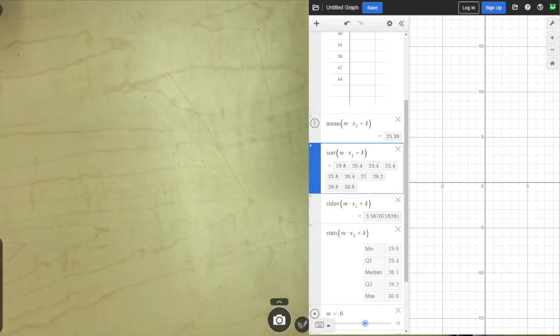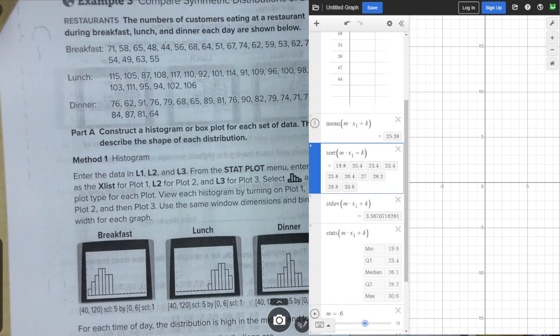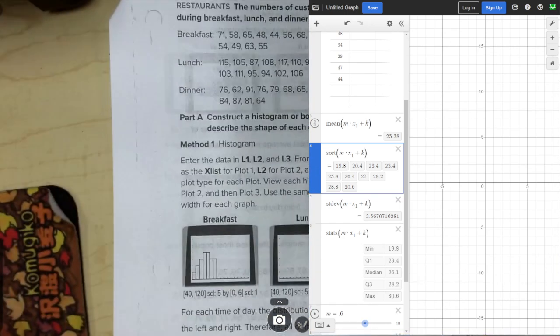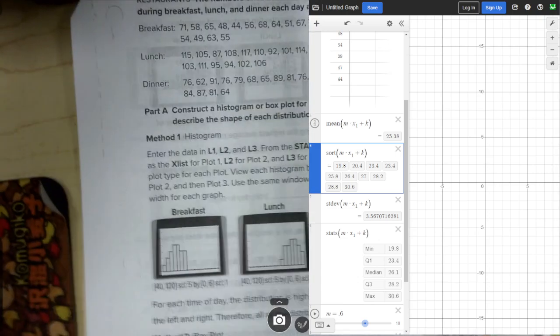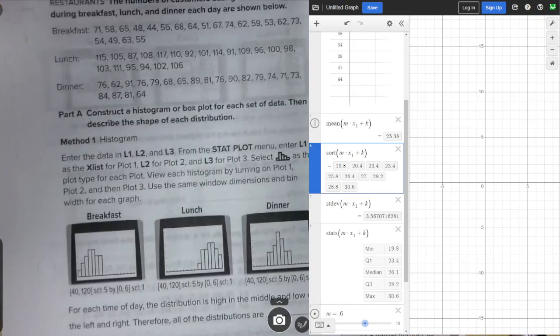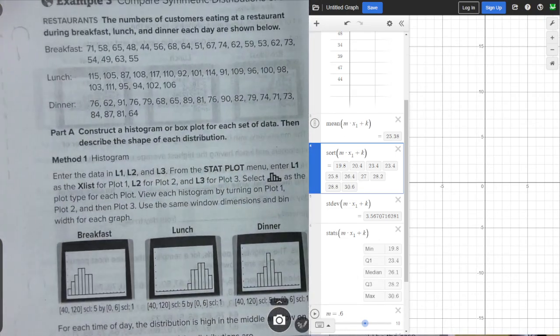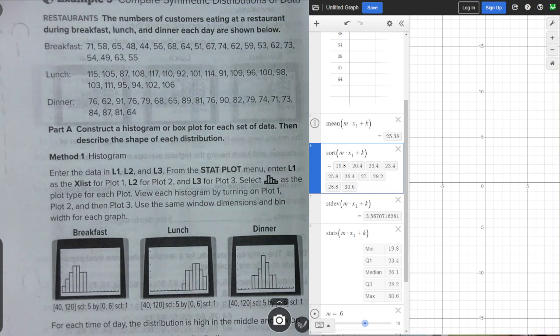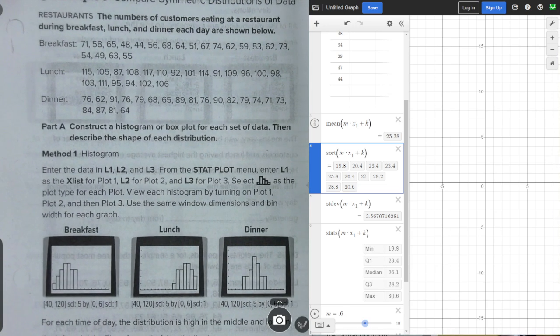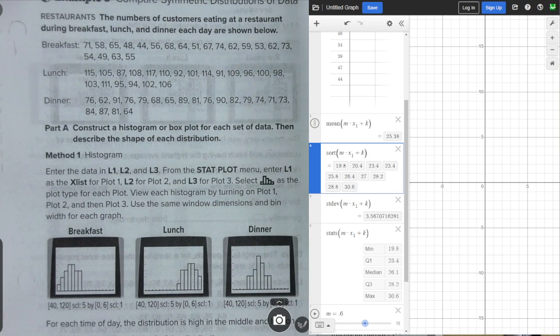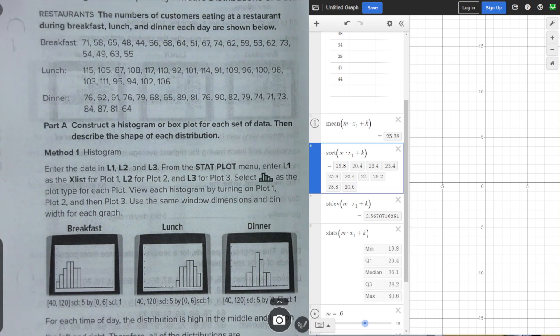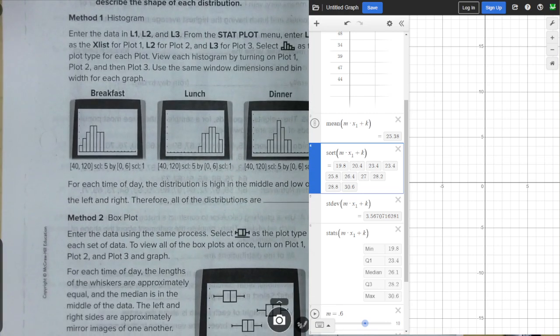Moving right along. The next example, they give us 3 different data sets. All right, let's get this adjusted so we can see it with our Desmos up. The number of customers eating at a restaurant during breakfast, lunch, and dinner each day is shown below. Construct a histogram or box plot for each data set, then describe the distributions.